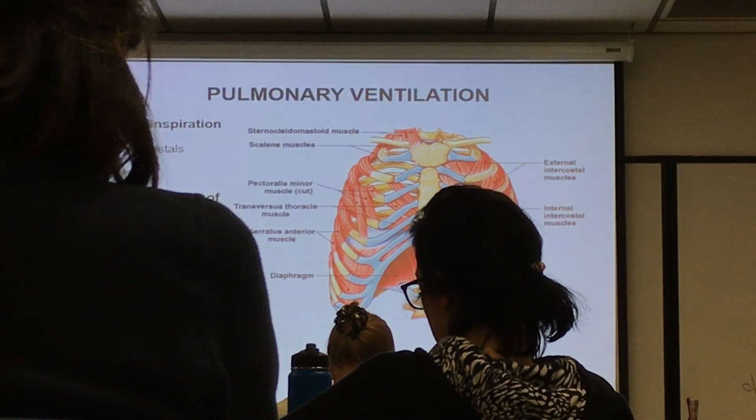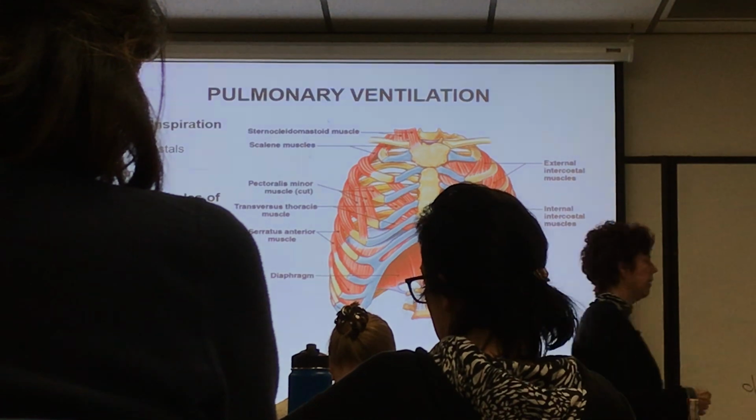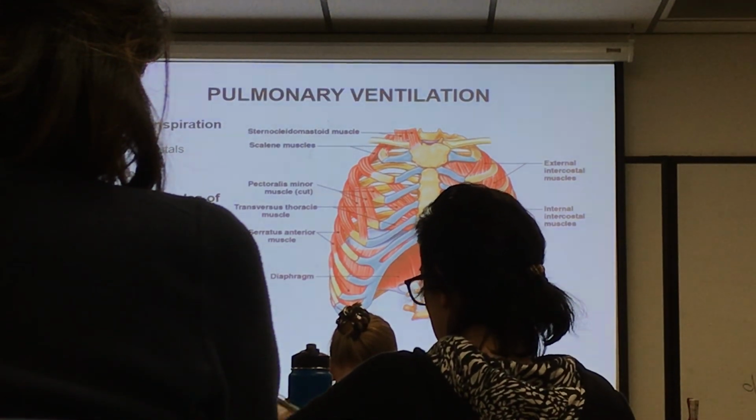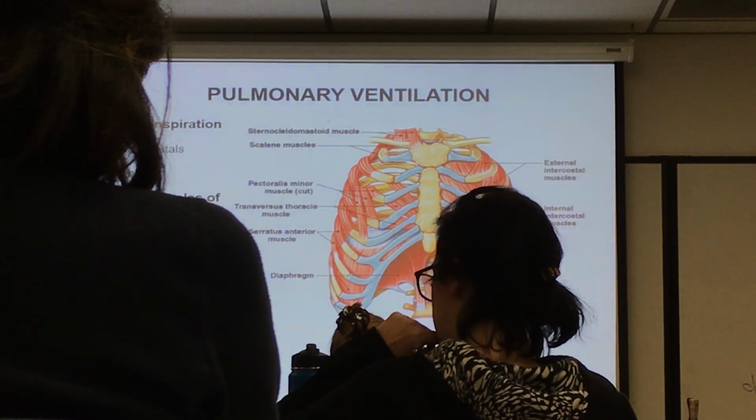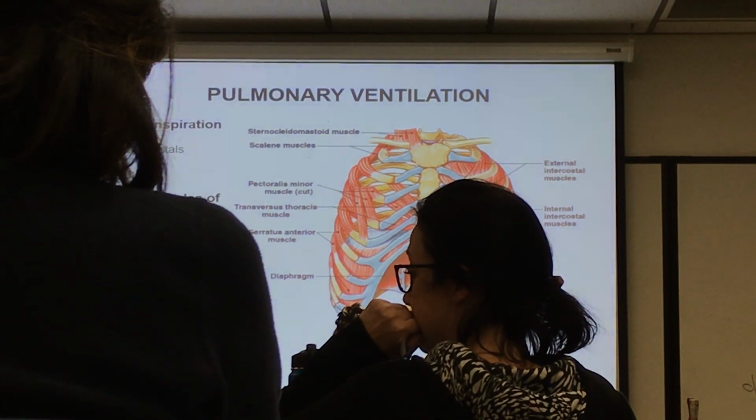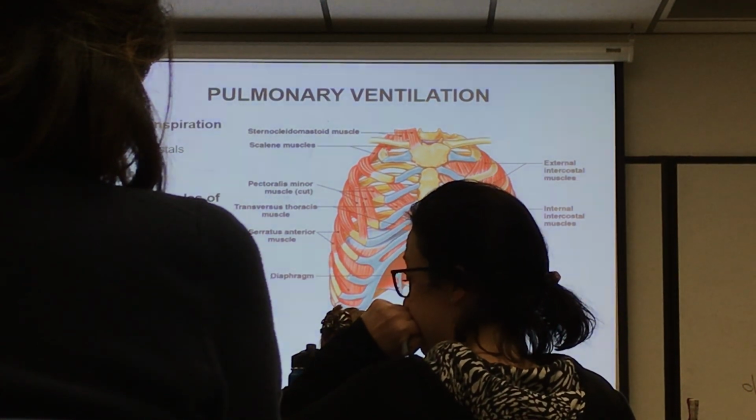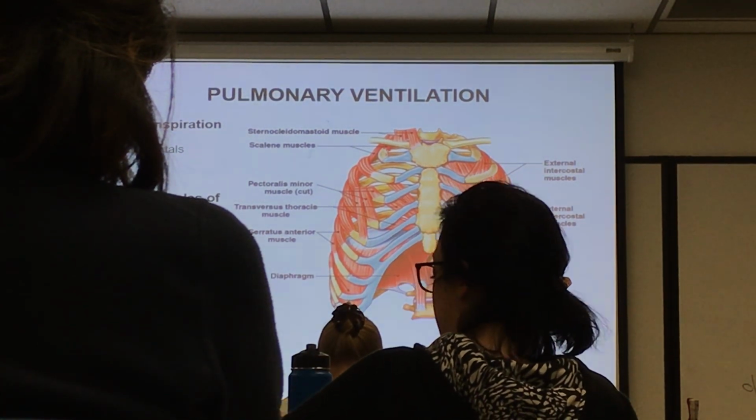So we have two sets of muscles that are the primary inspiratory muscles. These are going to function to increase the volume of the thoracic cavity.